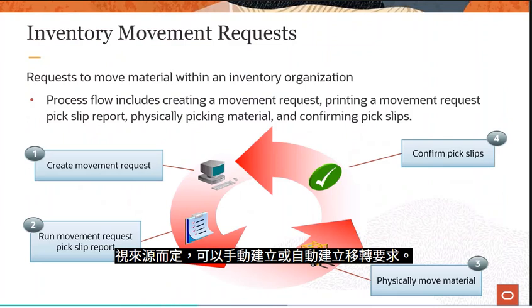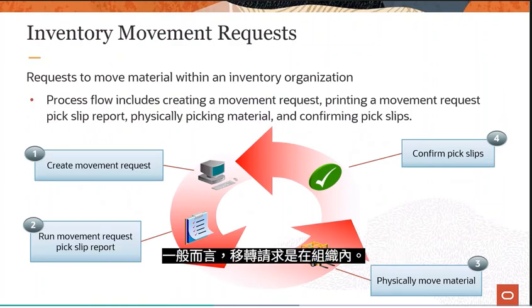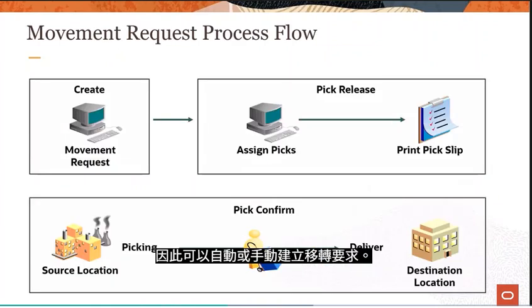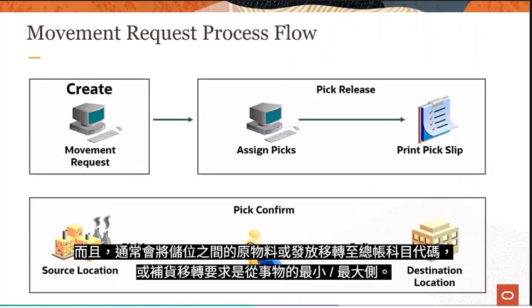Requisition movement request type is when a requester goes in and puts in the requisition to create the movement request, and that will generally be an issue to a GL account code. Replenishment is from the min-max side of things, and that will then generate the process.